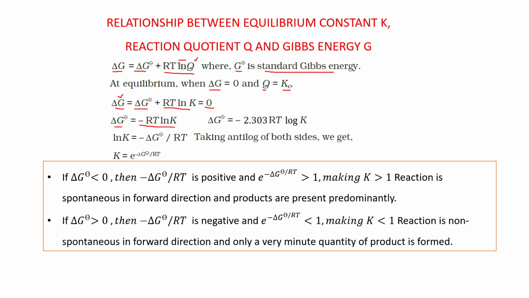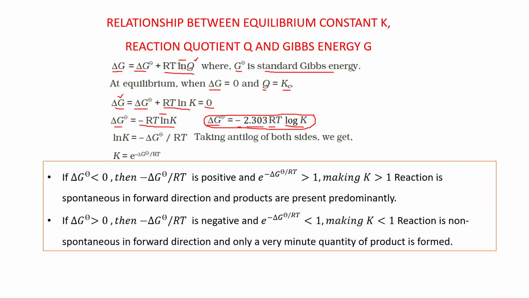Clear? Now, when this ln, that is natural log, is converted into the base of 10, then ln is replaced by log, and this is multiplied by 2.303. So we have delta G standard is equal to minus 2.303 RT log K. You have to remember this relationship. This is used for the calculation purpose in numericals.